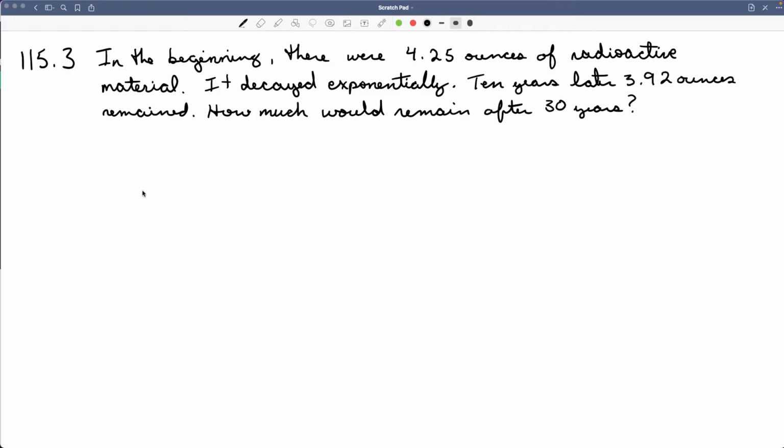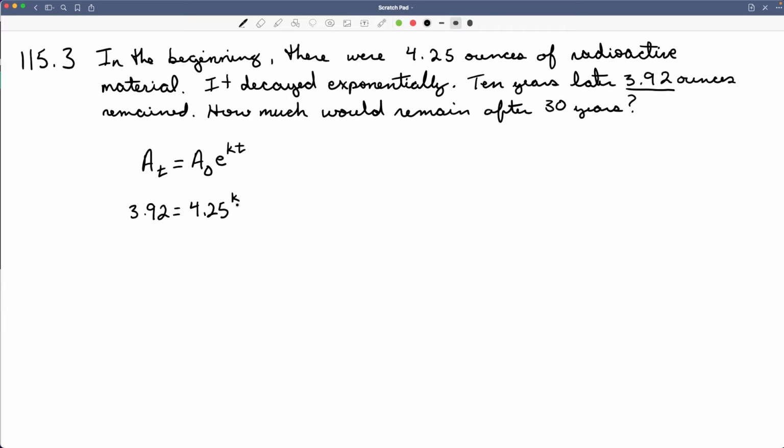So let's begin with restating our formula just so we know what it is. We have A. The amount in this time would start with the original amount times the exponent of K times T. All right. So the amount in that time frame became 3.92 ounces. So 3.92 is equal to the original amount of 4.25.